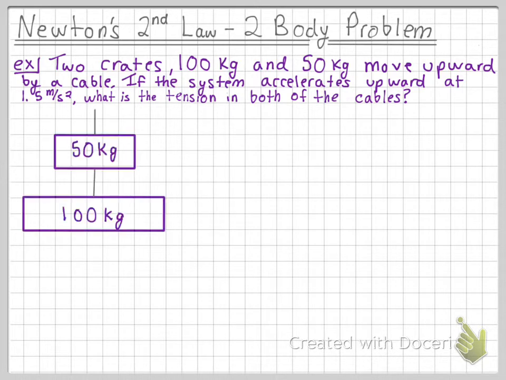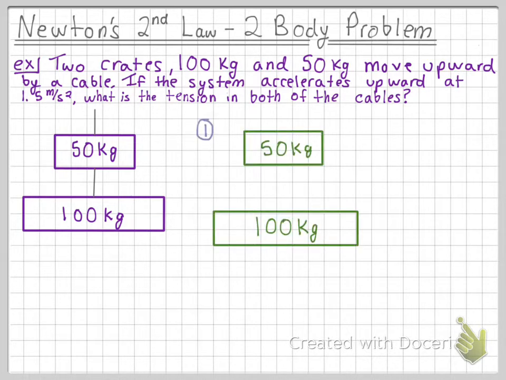So this is what it would look like. We have two blocks. The 50 kilogram one is on top and the 100 kilogram block hangs below. Both are lifted up by these two different cables, and we're looking for the tension force in both of these two different cables. So our first step to solving Newton's second law problems is to draw free body diagrams.